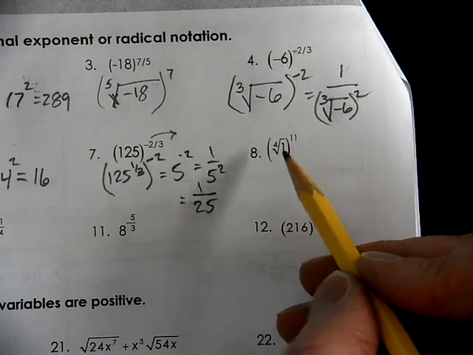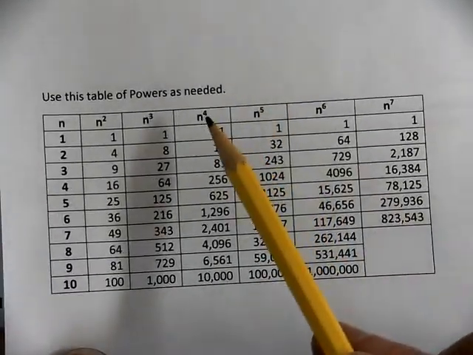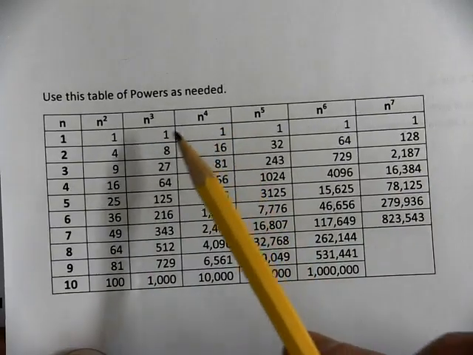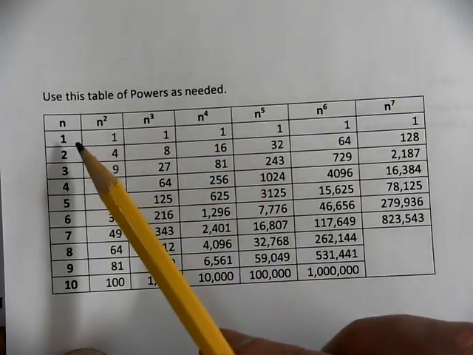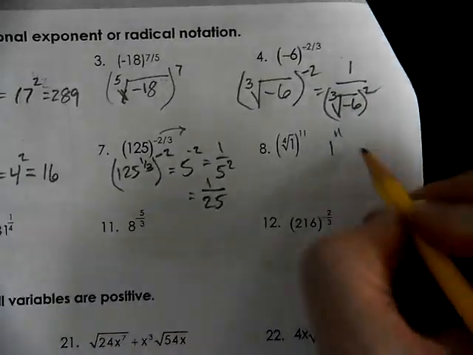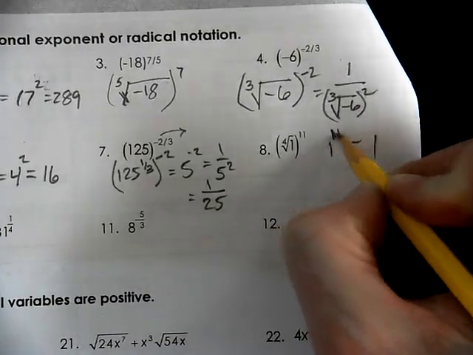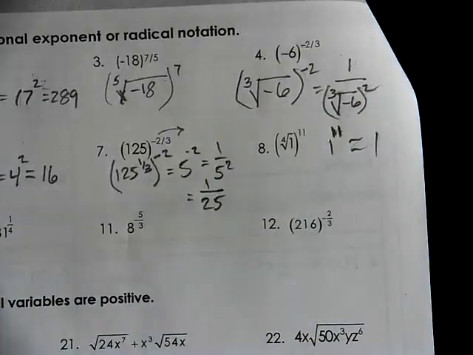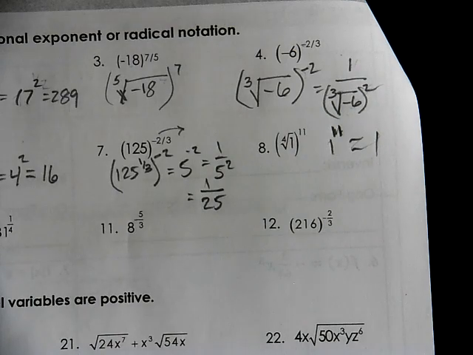The 4th root of 1. Well, that's kind of a silly one. The 4th root of 1 is 1. That means 1 times 1 times 1 times 1 is 1. And 1 to the 11th power is still 1.